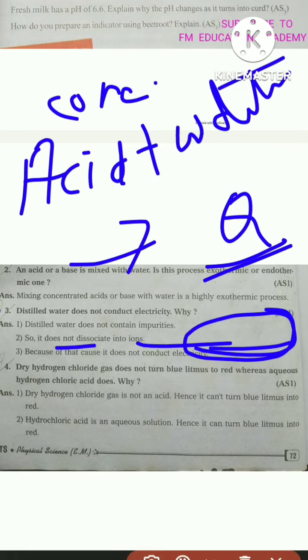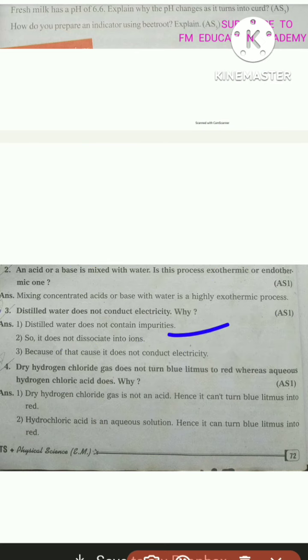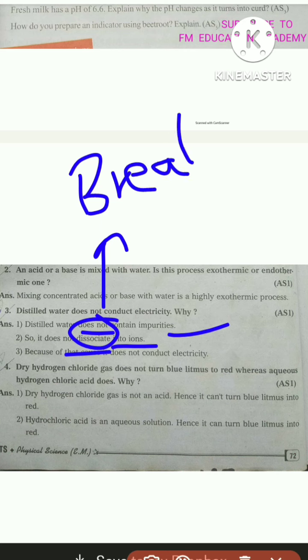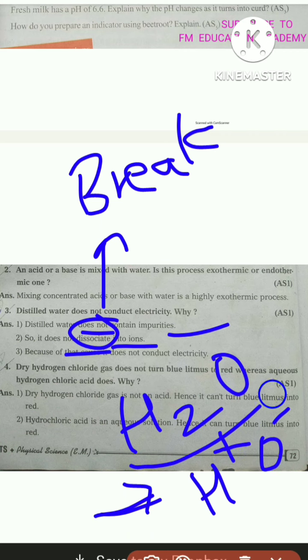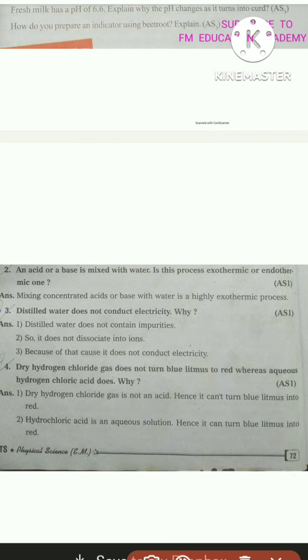Why? Distilled water does not contain impurities, that is, it does not have any germs in it. That is why, if it does not have any impurities, it will not be able to dissociate into ions, means it will not be able to break into ions. Okay, for example, if you have water H2O, we are going to represent that as H plus and O minus, right? We are able to dissociate this whole compound into ions. But distilled water does not contain any impurities, it does not contain any particles. That is why we will not be able to dissociate it into ions.